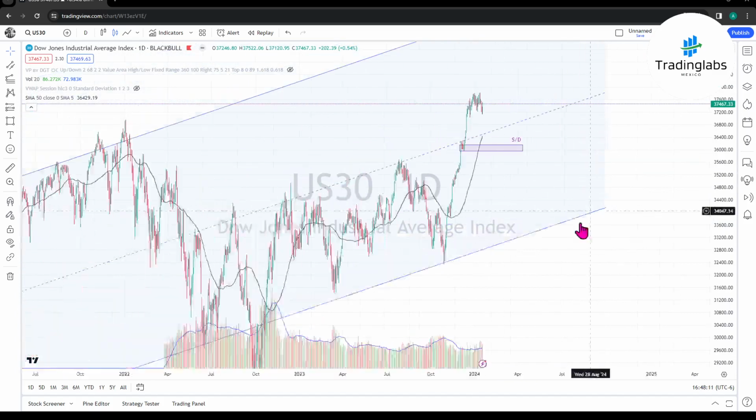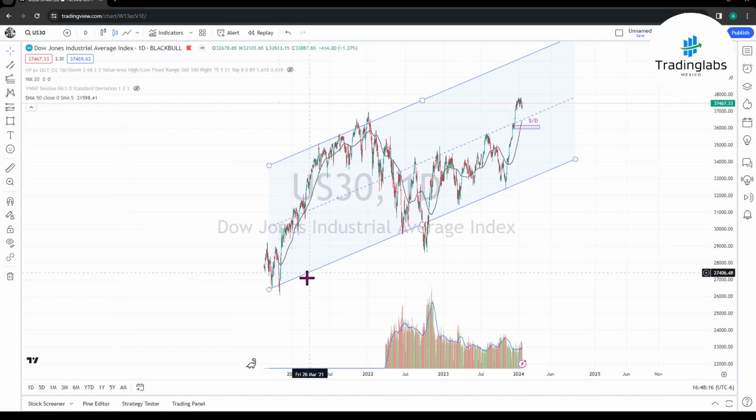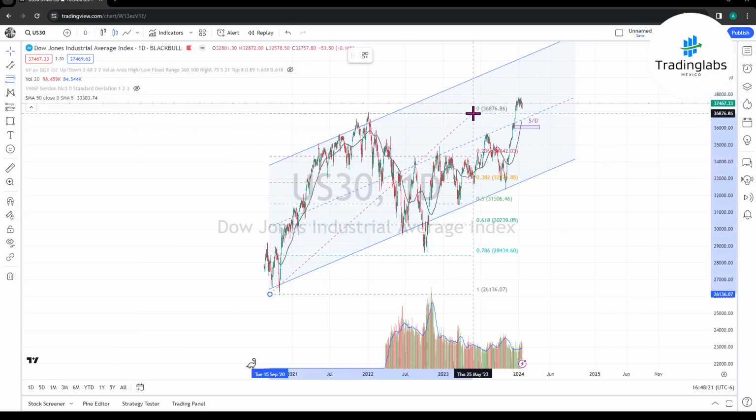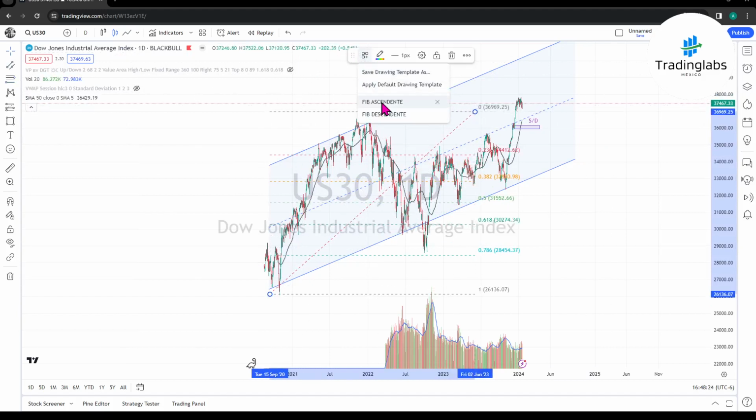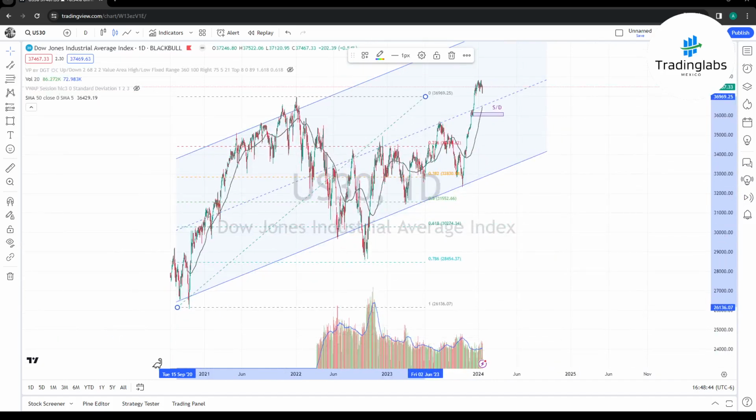For example, look at this. This is the general perspective. Fibonacci retracement from here to here, from the beginning to here, where it retraced to 0.78 or 0.6, from here, almost here. But let's take this 0.6 of the Fibonacci retracement.